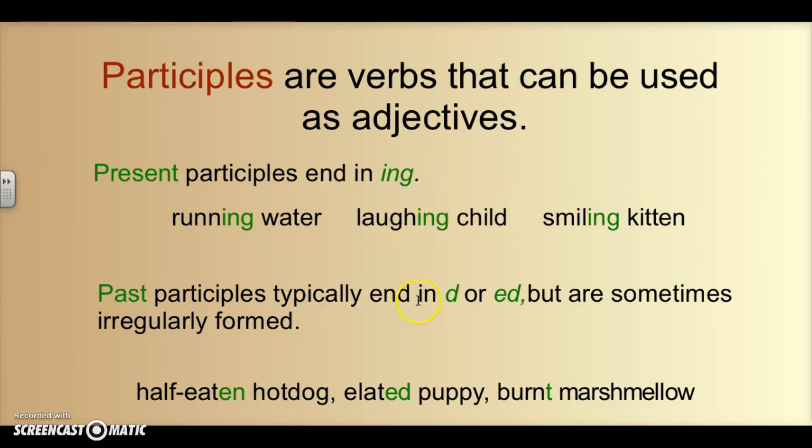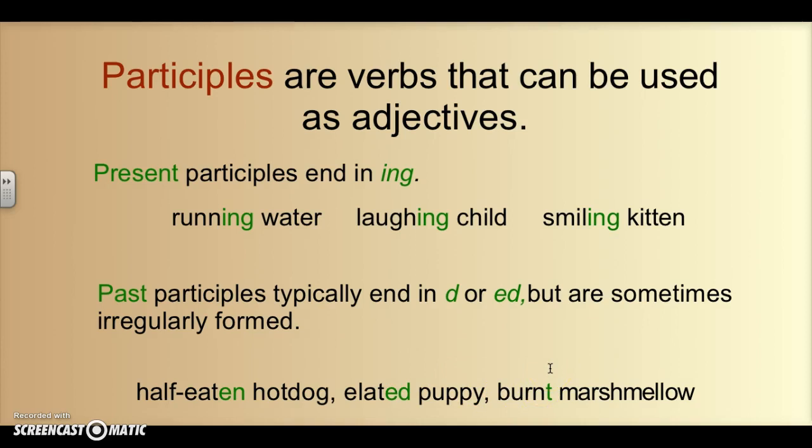Past participles usually end in -d or -ed, as if we did something in the past, but sometimes are irregularly formed. So half eaten, that would not be eated, it would be eaten hot dog. Elated puppy, that would be a regular participle. And a burnt marshmallow.